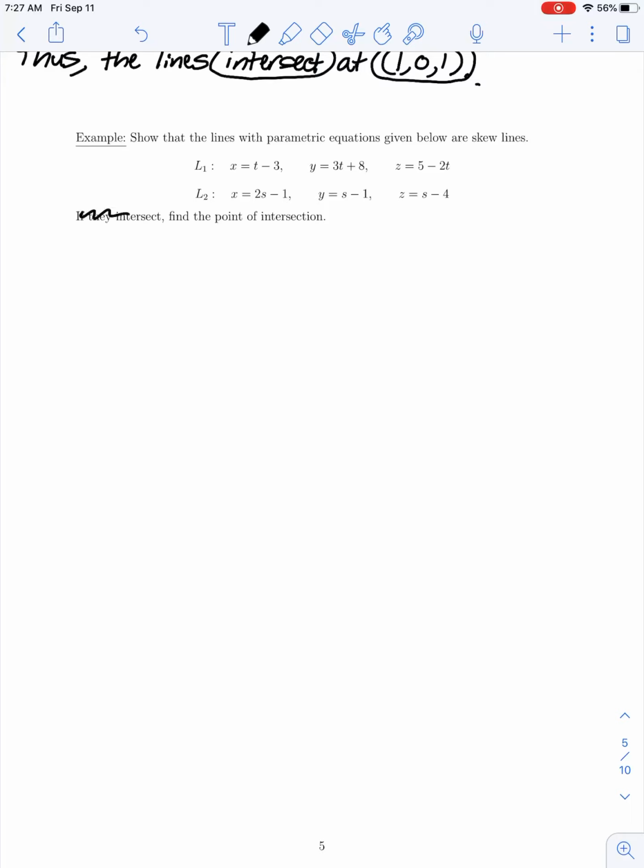And here, if we're told they're skew, they're non-intersecting, we can omit this second part of the problem. So here, to show that these lines are skew lines, we have to show that they are not parallel and they also do not intersect. So as with our last example, to show that they are not parallel, let's compare their direction vectors.